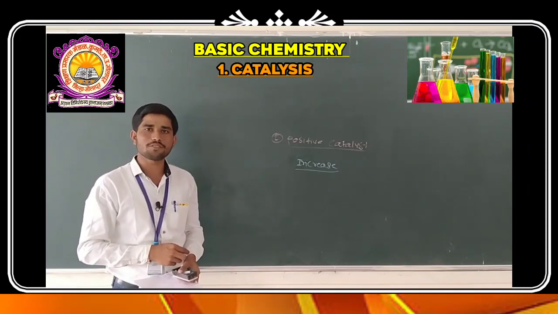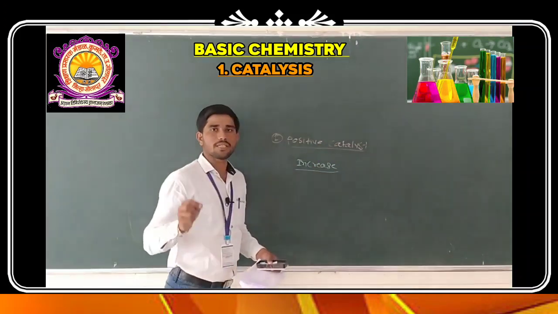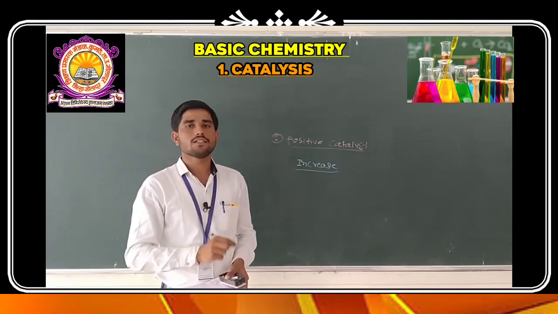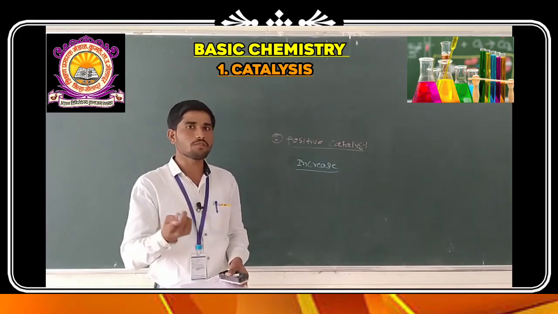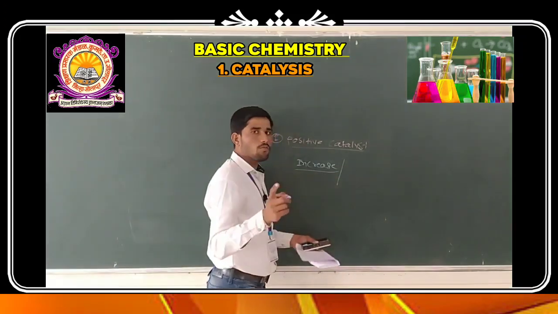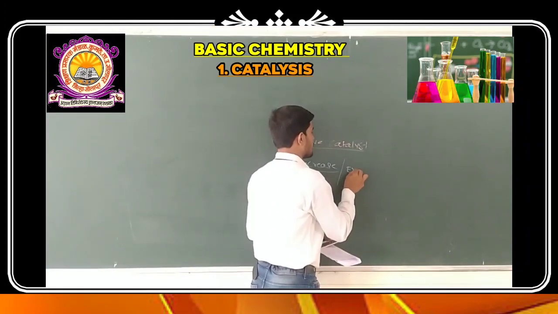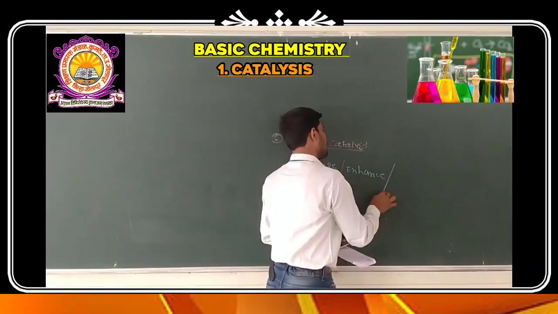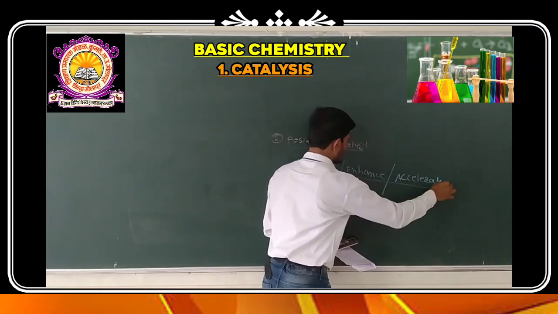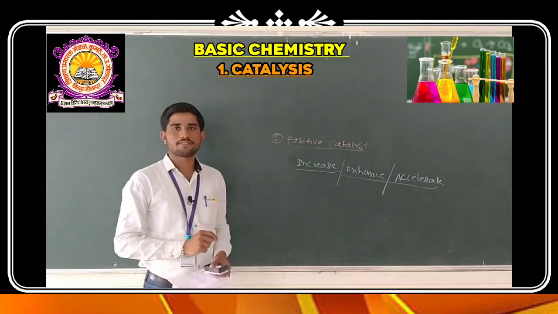What is the definition of positive catalyst? In simple words, the substance which can increase the rate of chemical reaction is called a positive catalyst. In other words, instead of the word increase, we can take other standard words: enhance or accelerate. By using these three words, we will define the term positive catalyst.